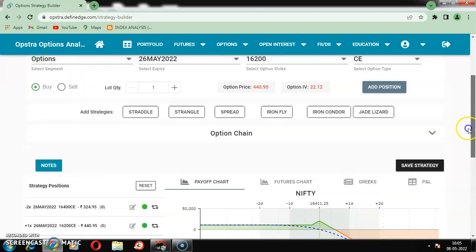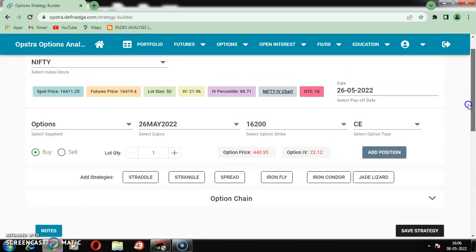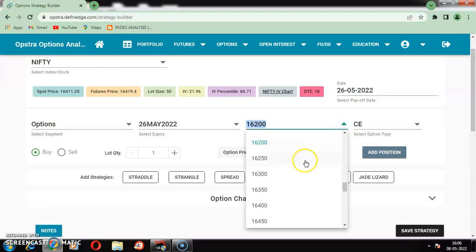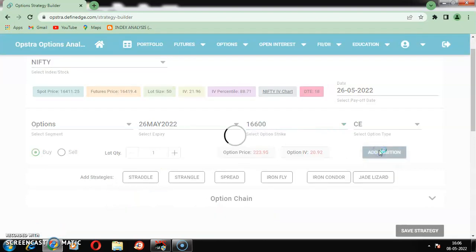Next, we have already bought 1 in-the-money call. Now we have to buy another out-of-the-money call. The ATM price is 16,400, so for out of the money you maintain 200 points. So out of the money would be 16,600. So you have to buy 16,600 also. Now go to add position.